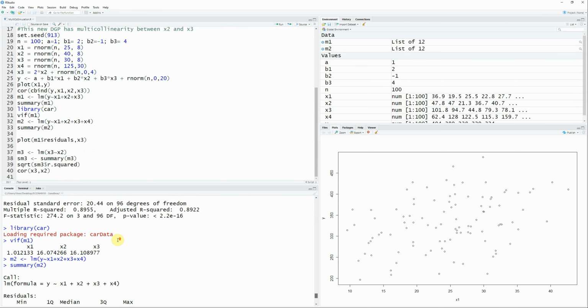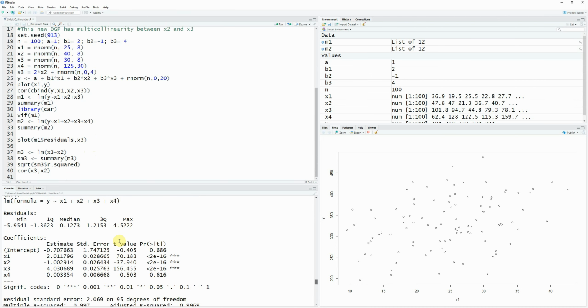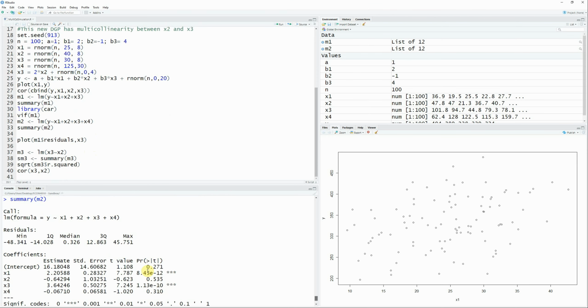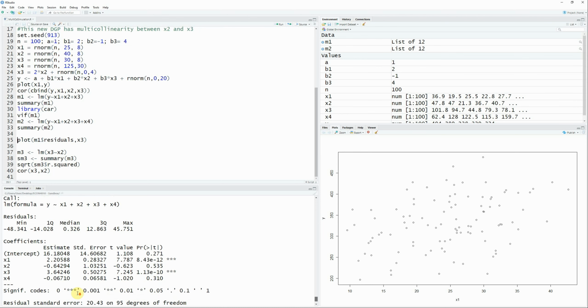And we know that that's true because that's exactly how we created that in our DGP. Now, previously when we ran x4 in our model, the p-value for it was 0.61, but now that we have the case of multicollinearity, the p-value is lower. So sometimes you may end up with a variable that should not be significant at all ending up being more significant, and that is another problem with the case of multicollinearity.